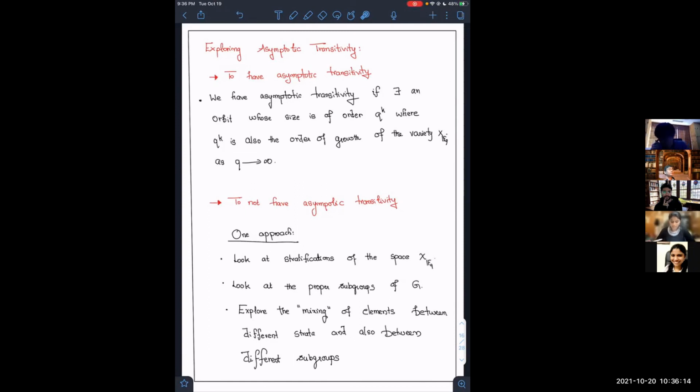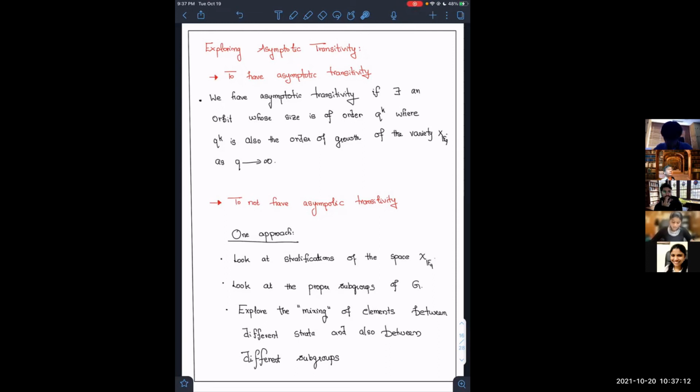So suppose I have the action that I was already looking at, which is the action of the outer automorphism group on the character variety or the Hom set. If I want to check whether the action is asymptotically transitive, what we need is to find an orbit with the size, or suppose the order of growth of the variety is q to the power k. It doesn't have to be a polynomial always, but if it is a polynomial, and suppose the order of the leading term is q to the power k, then we need to find the size of the biggest orbit with the same order, q to the power k, right? Then in that case the ratio would go to 1 when q goes to infinity. Okay, so that is one way to prove asymptotic transitivity.